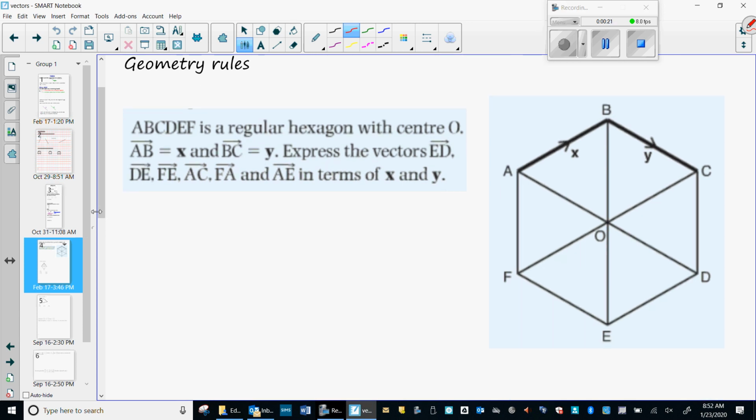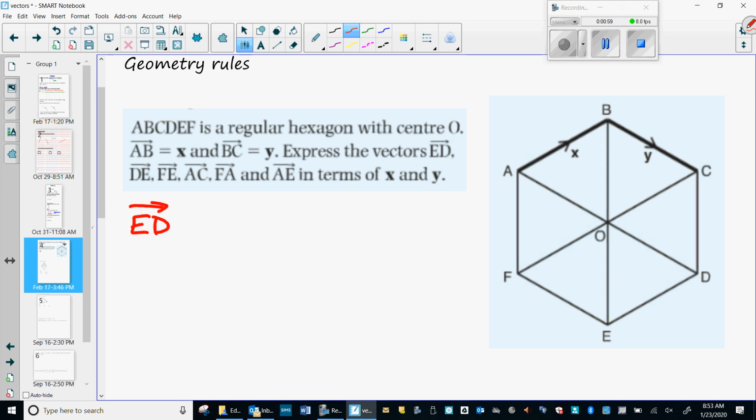So, here is a diagram. We've been told that vector x goes from this measurement to this measurement. Okay, so it goes from here to here. Vector y goes from here to here. So what they're doing is they're asking you to use your understanding and knowledge of a regular hexagon to be able to define some other vectors. So they want you to express the vectors ED, DE, and so on and so forth in terms of x and y.